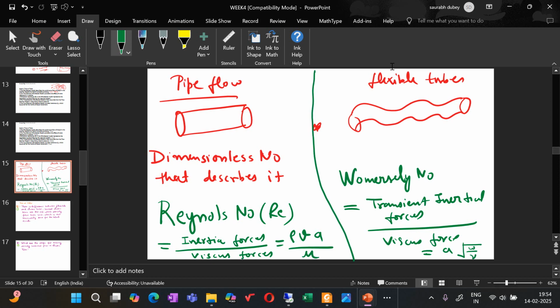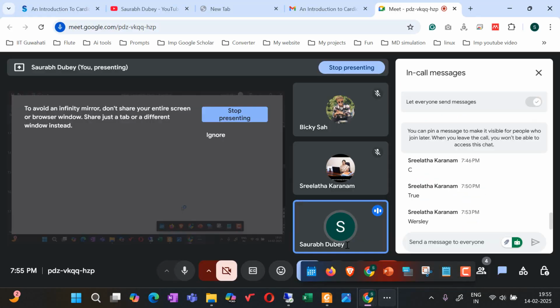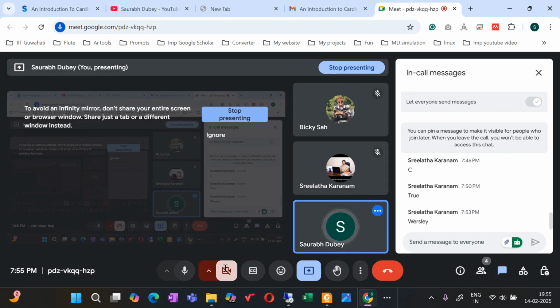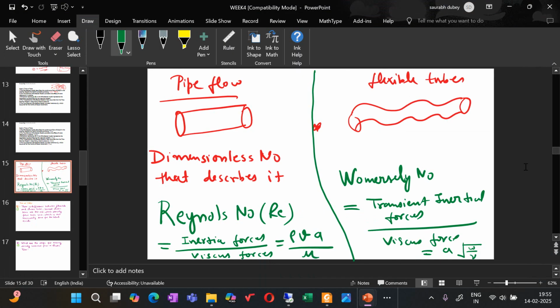So if you are actually going for this blood vessel modeling, in that case, these blood vessels are explained in terms of the Womersley number, which is nothing but the Reynolds number for the cardiovascular flows, right? So the Womersley number is similar to the Reynolds number for the cardiovascular flow.